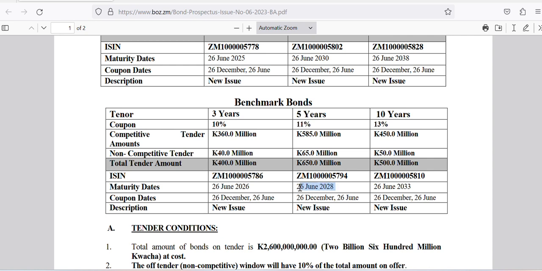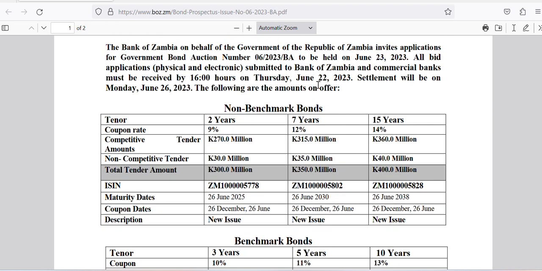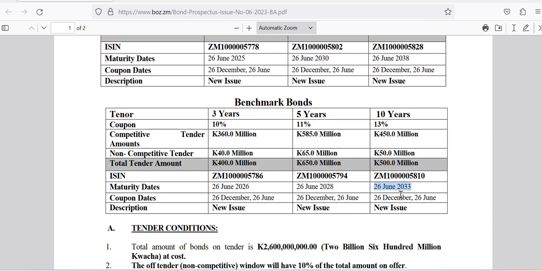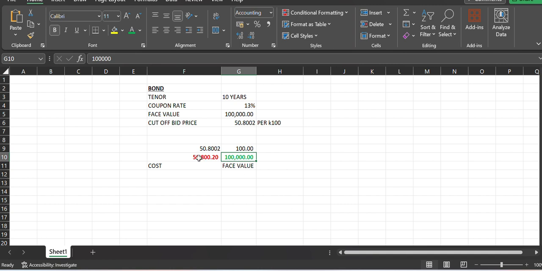You will get it on this date. Sorry, if you went for this bond, you get it. You can see this bond was for June 26, 2023. After 10 years, this is the maturity date. So again, you invest in a bond, you invest 50,800 kwacha. After 10 years, they are promising you that they're giving you 100,000 kwacha.